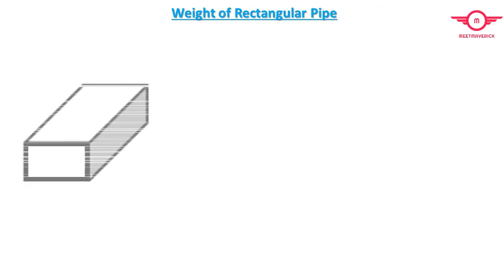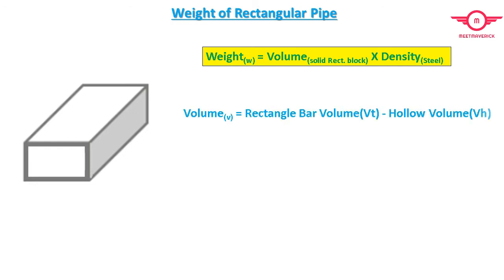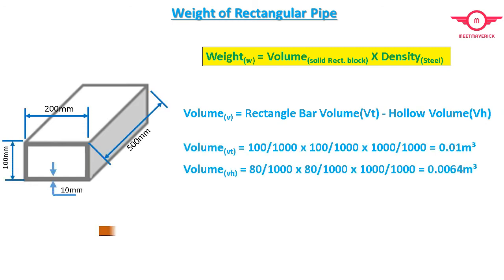Now we will calculate the weight of rectangular pipe. To calculate the weight of rectangular pipe is as simple as other weight calculations. In this, hollow portion weight is subtracted from the total weight of rectangular pipe, where Vt is the total volume of the rectangular pipe, and Vh is the hollow portion volume of the same pipe. So weight is (Vt minus Vh) into density.